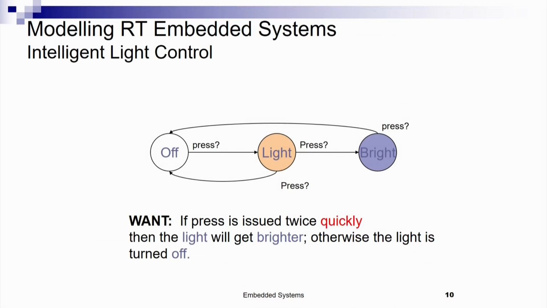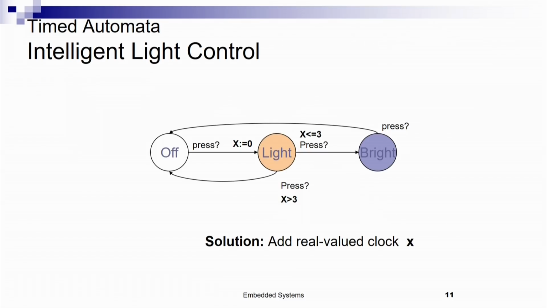Now, how do you model a real time embedded system? For example, let us take the torchlight example a bit further. Our simple torchlight now has three states. One is the off state, the next is the lighted state, and further you have a brightly lighted state. Now, what do you want? If the press is issued twice quickly, then the light will get brighter, otherwise the light will be turned off. The question is how quickly? This model does not specify anything. Now, how can you do it?